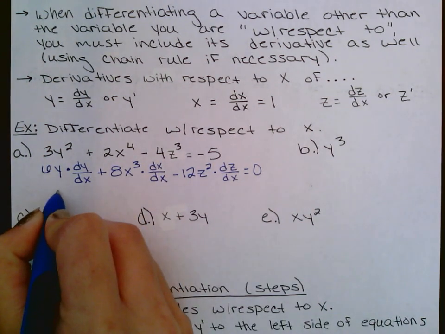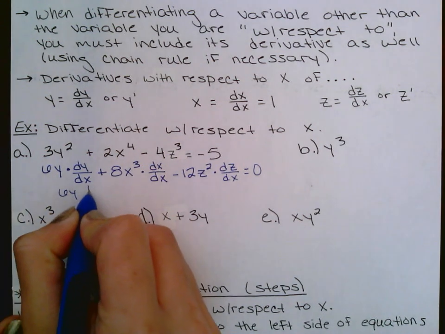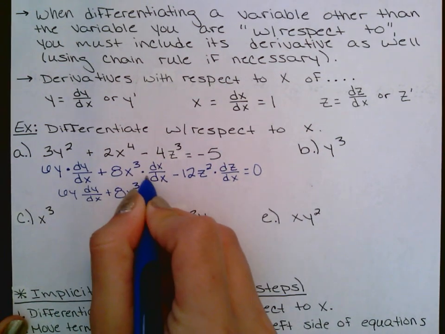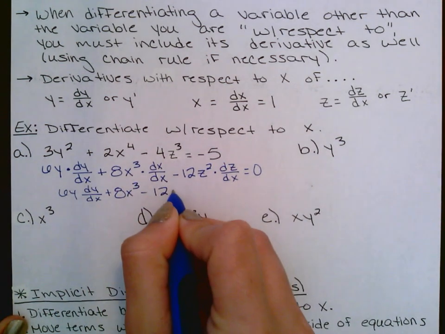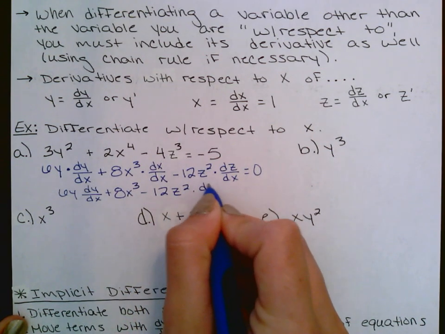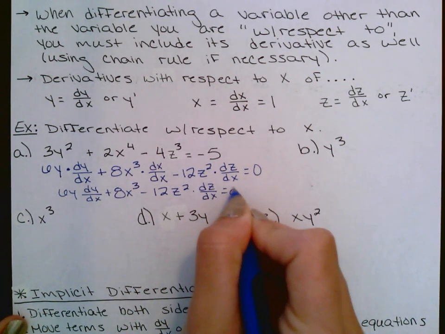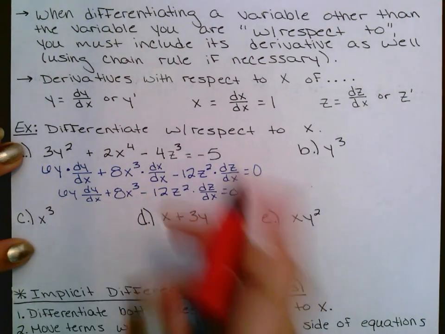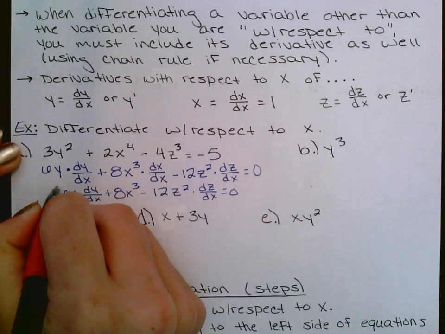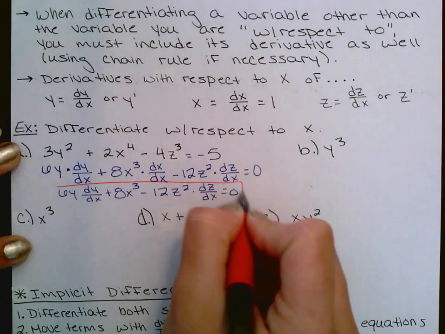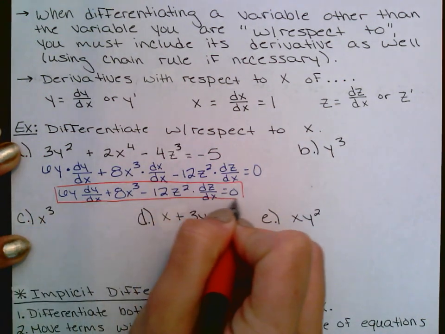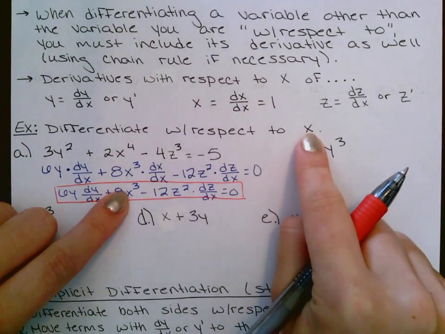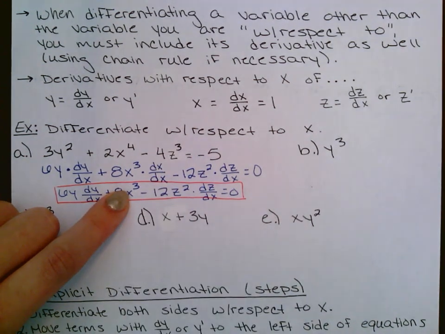So my final answer would be 6y dy dx plus 8x cubed times 1 is just itself minus 12z squared dz dx equals 0. Now, one rule of thumb that I tell my students is anytime you are doing one of these problems and you're going term by term, if the variable is anything other than what you're with respect to, then you have to do the implicit step. If it is the same variable that you're doing it with respect to, so for example, here I did derivative of x, and it was with respect to x, you can skip the implicit step because it'll always give you 1.